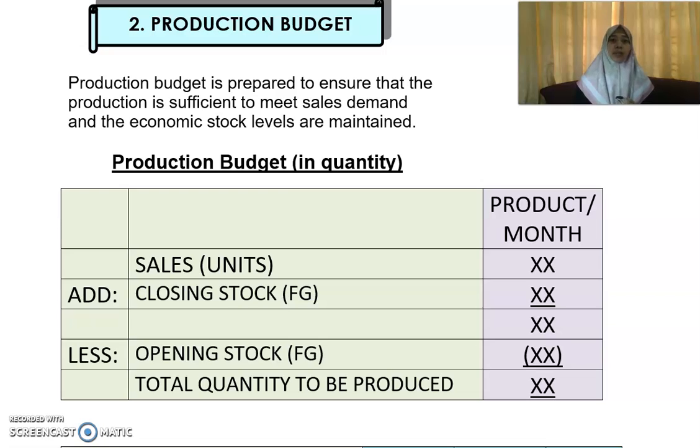Now let's move on to production budget. So what is a production budget? We are still under functional budget. So the first one that I've explained is the sales budget. Now we move on to production budget.